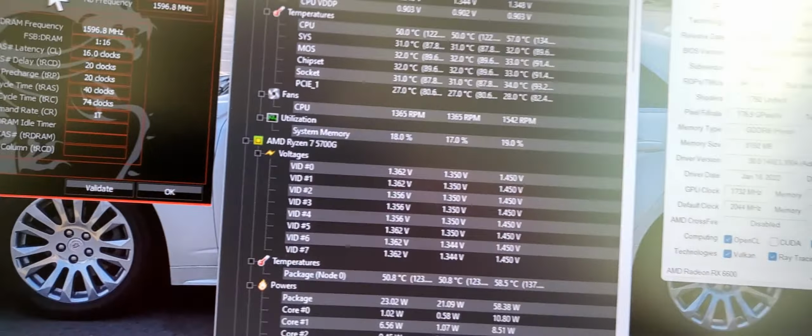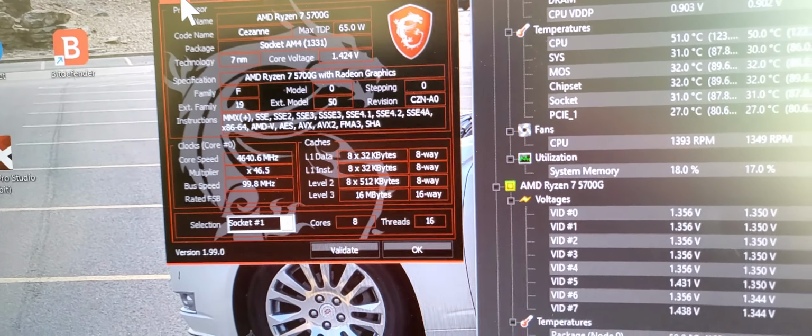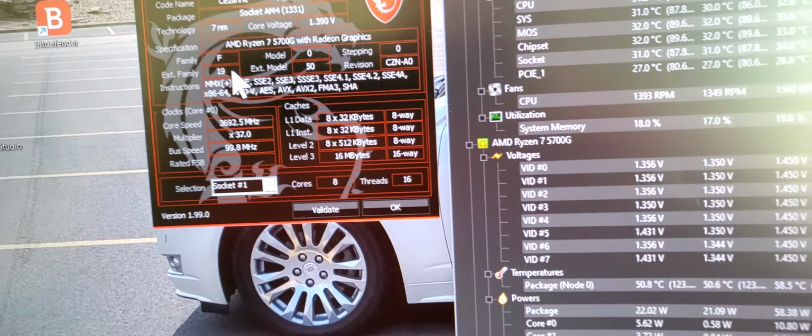Go to slot 4, 1300, 16 here, the max, 1.35 volts. Slot 1's not nothing. Here's my motherboard information. And go back to the CPU, showing here's the current voltage, and here's the max right here, the wattage it's able to use.